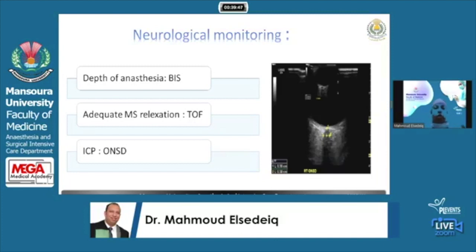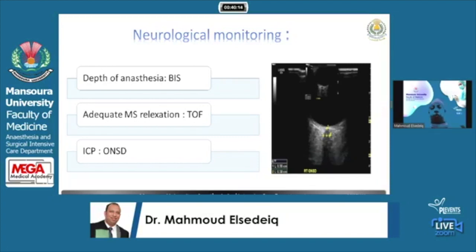Neurological monitoring: monitoring the depth of anesthesia by spectral index, adequate muscle relaxation, and training for fast track recovery, and intracranial pressure monitoring, which is a special concern in liver transplantation, especially in patients with acute liver failure. Most cases with acute liver failure have increased ICP and may lead to brain herniation. Also, the ICP increases post-reperfusion.